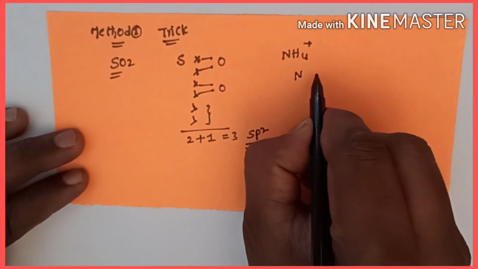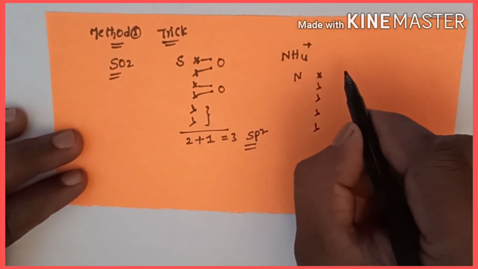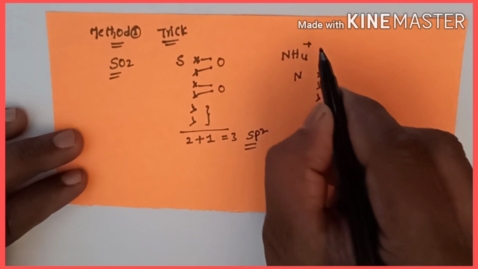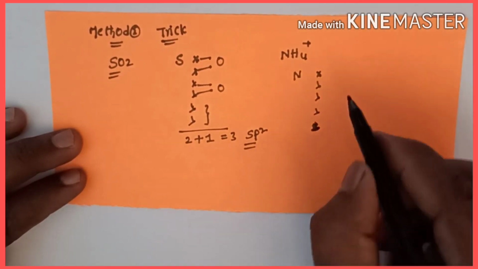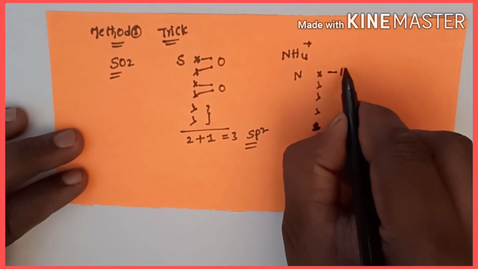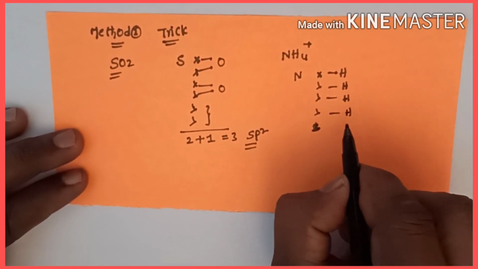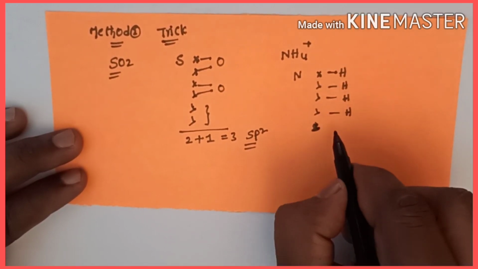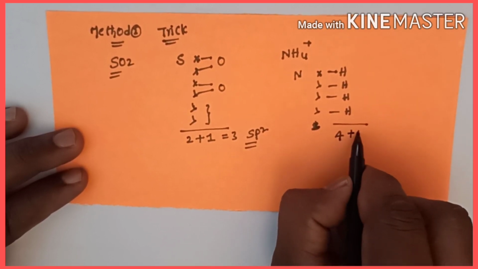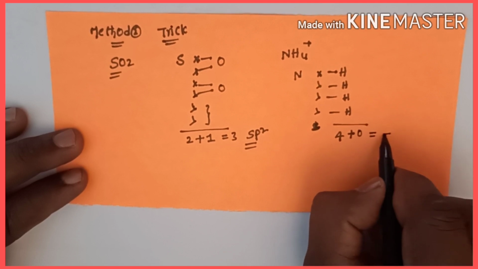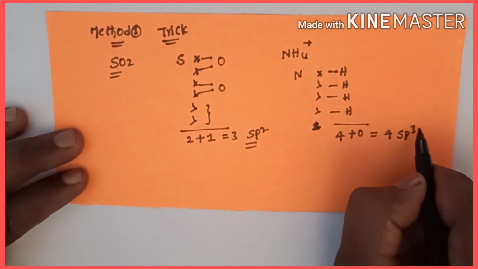In the same way, let us find it for NH4 plus in the second method. Nitrogen valence electrons 5: 1, 2, 3, 4, 5. But it is a plus charge, that means remove one electron. So I am removing this electron, then I have only 4 electrons. First hydrogen, second hydrogen, third hydrogen, fourth hydrogen. So here there are no double bonds, all are single bonds and sigma bonds. The number of sigma bonds is 4, lone pairs 0. So it is 4, hybridization is sp3.